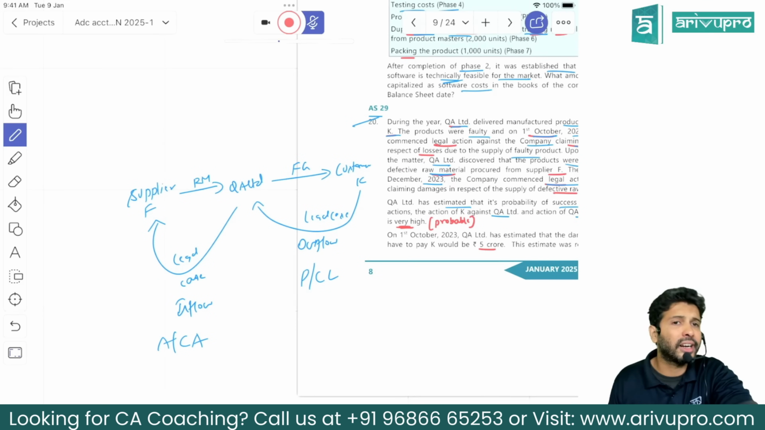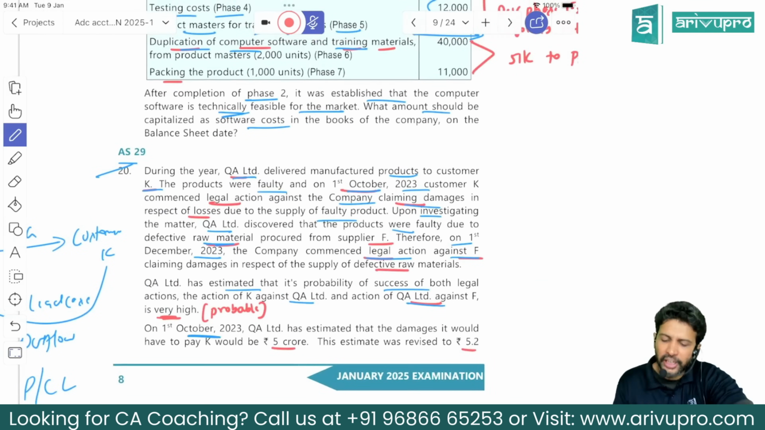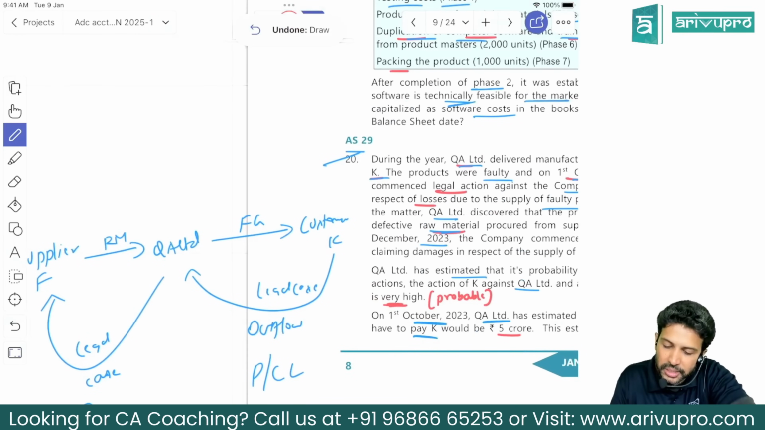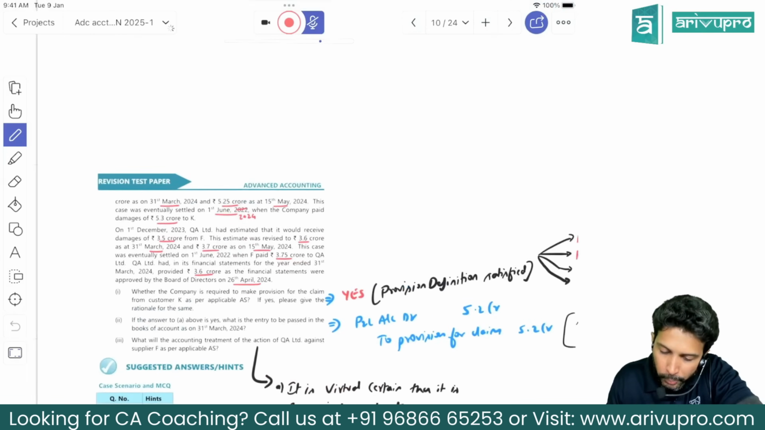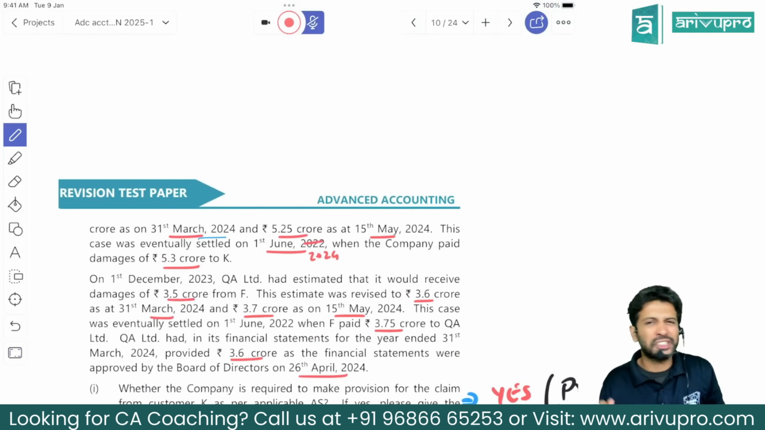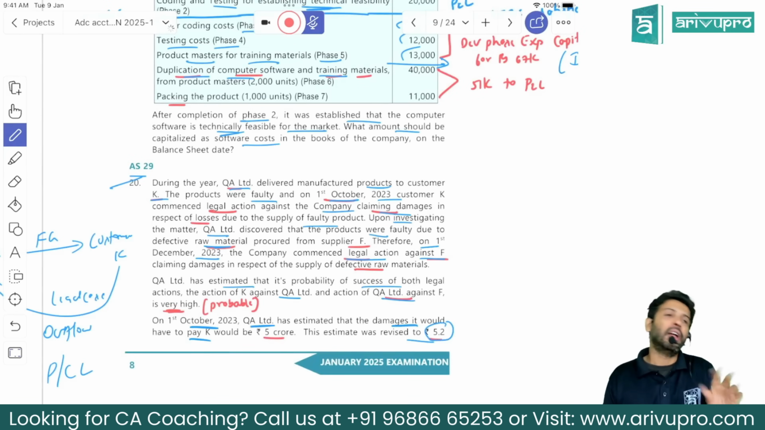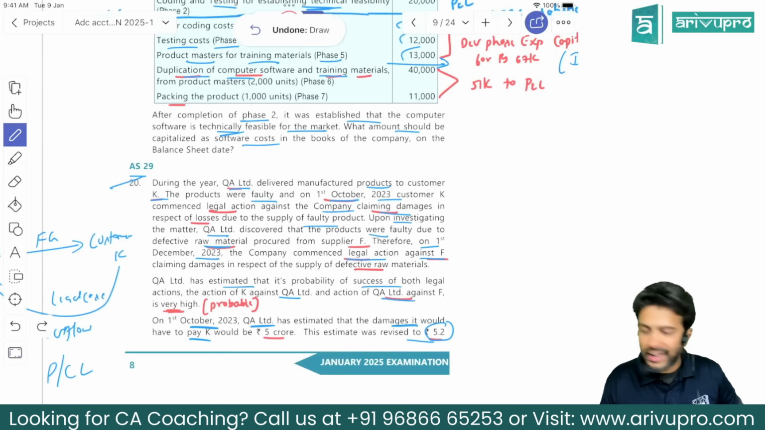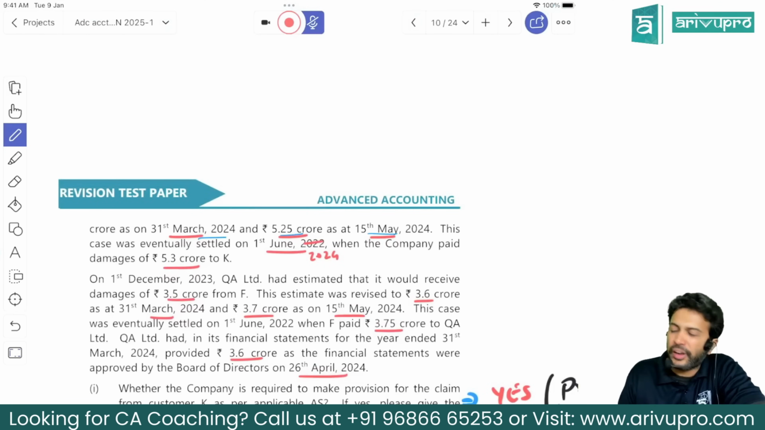Can we go through the data fully? Anyways, on 1st October 2023, QA Limited has estimated that the damages we would have to pay to K is 5 crore. We are saying to the customer we have to pay 5 crores. This estimate was revised to 5.2 crores at 31st March. 31st March is our year ending, no? And normally you make provision at year ending. So should we take 5 crores here or 5.2 crores? 5.2 crores, because this is the latest estimate at year ending. And it became 5.25 on 15th May.